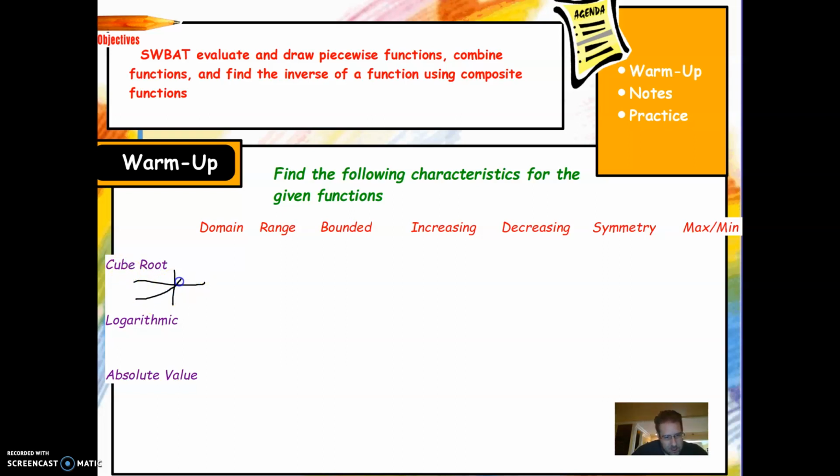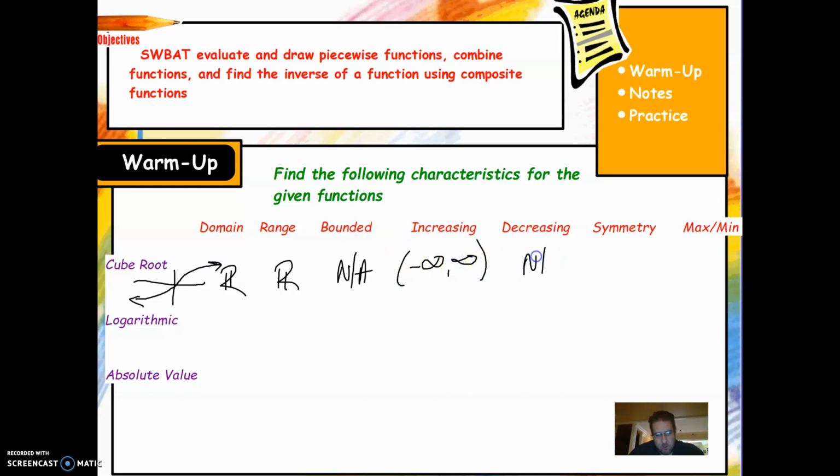So cubic root looks kind of like this. So it looks like a square root, only it goes on both sides. So it has a domain that goes left and right infinitely, all real numbers. Its range also goes up and down infinitely. It's not bounded on either side. So it's increasing the entire time. So it's increasing from negative infinity towards positive infinity.